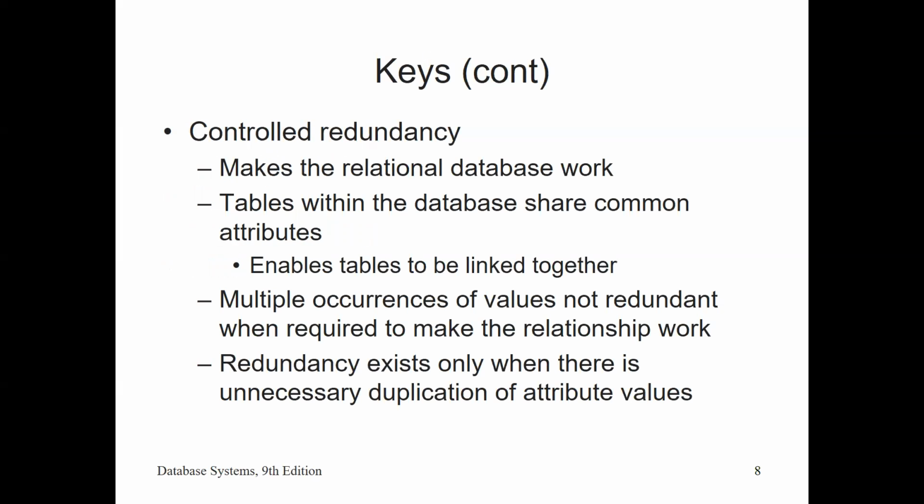Keys continued. Controlled redundancy makes the relational database work. Tables within the database share common attributes, which enables tables to be linked together. Multiple occurrences of values are not redundant when required to make the relationship work. Redundancy exists only when there is unnecessary duplication of attribute values. Redundancy, from the database perspective, refers to the duplication of records in a table or database. With keys, redundancy is often minimized and controlled.